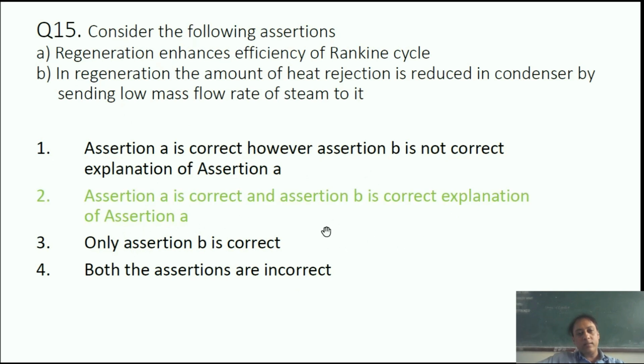The correct answer is assertion A is correct and B is correct. So what it says is that regeneration enhances the efficiency of Rankine cycle. I already told. And in regeneration, the amount of heat rejection is reduced in the condenser by sending low mass flow rate of steam to it. I already told this thing with the help of a numerical.